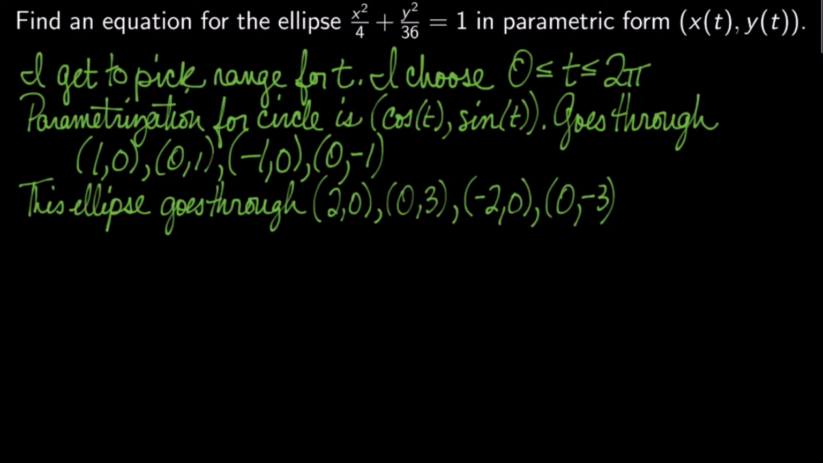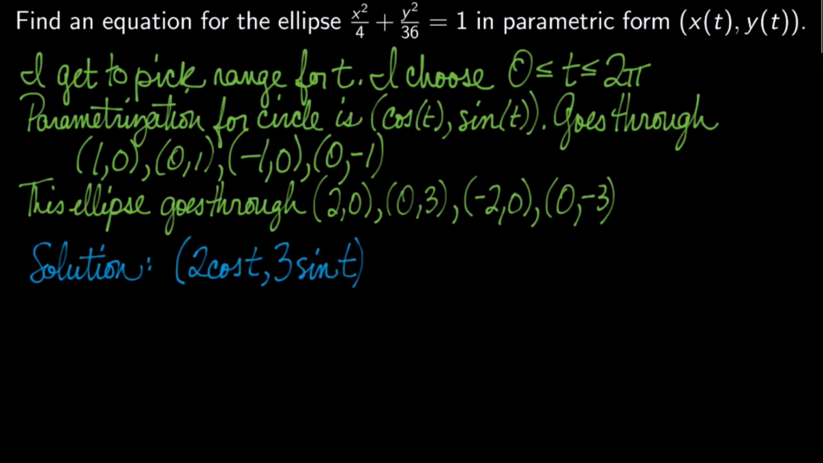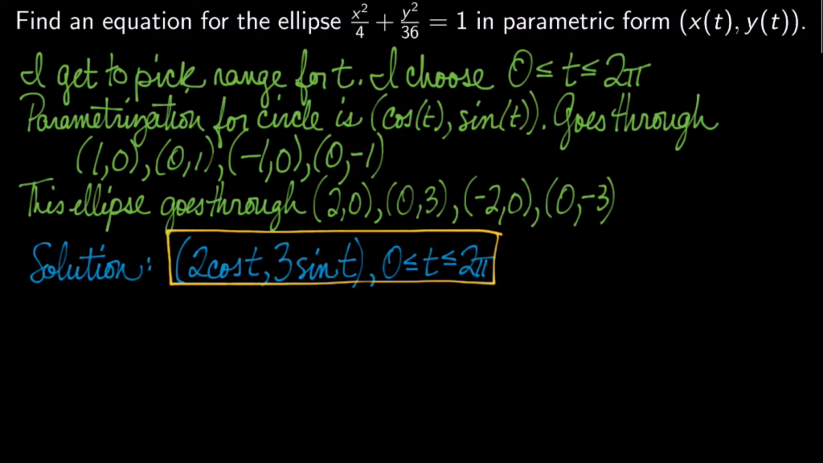And so that kind of says to me that I want the cos term to be doubled and the sine term to be tripled. And so this is the solution that I came up with, 2 cos t, 3 sin t. And t goes from 0 to 2 pi. Bam, I'm done. Now I mentioned multiple correct solutions, right?